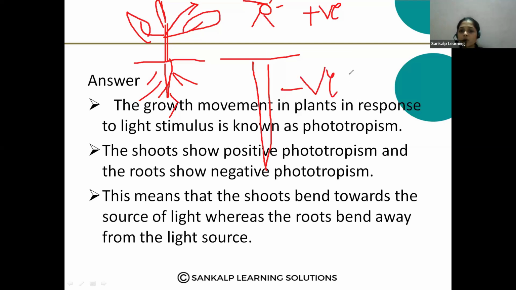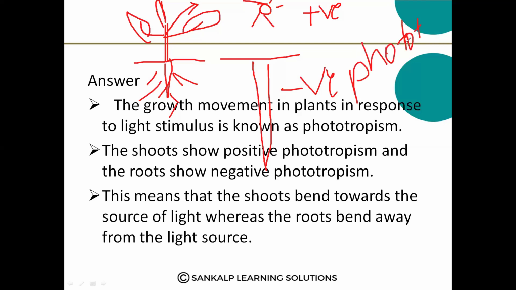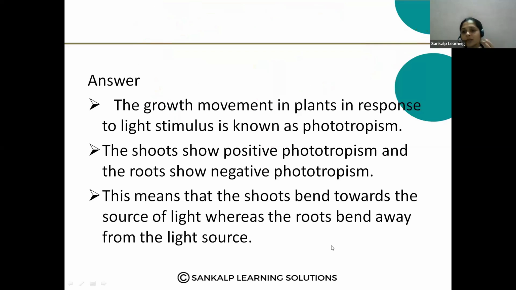The roots show negative phototropism. Okay. Listen to this. Got the point? Okay, ma'am. So the growth of the plant towards the sunlight is called positive phototropism, and the roots of the plants are growing away from the sunlight, which is called negative phototropism. Okay. So here photo means light. So phototropism means that the stimulus is the light. So note down the answer. Yes, ma'am.